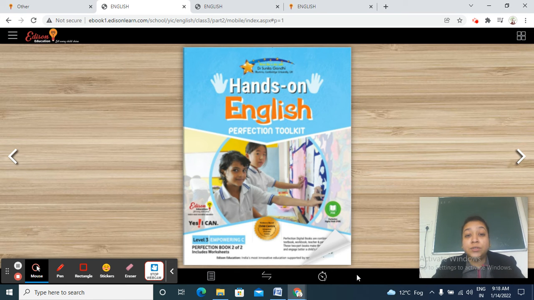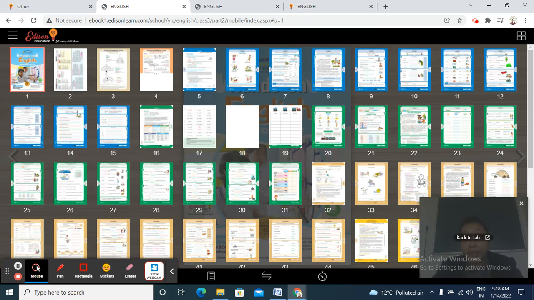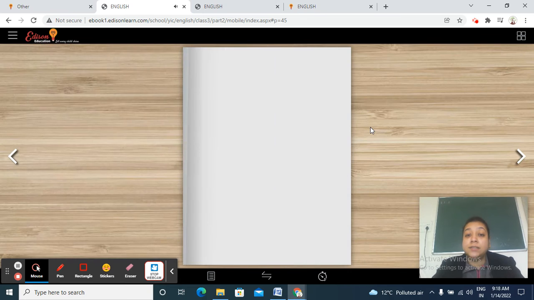Today we are going to start with the exercise related to conjunction. Please take out your English book, Hands on English, Perfection Toolkit, Level 3, Empowering C, Perfection Book 2 of 2. Today we are going to start with the rhyme related to conjunction. We are going to recite the rhyme, and after reciting it we are going to see how we use our conjunctions. So let's revise what conjunctions are.